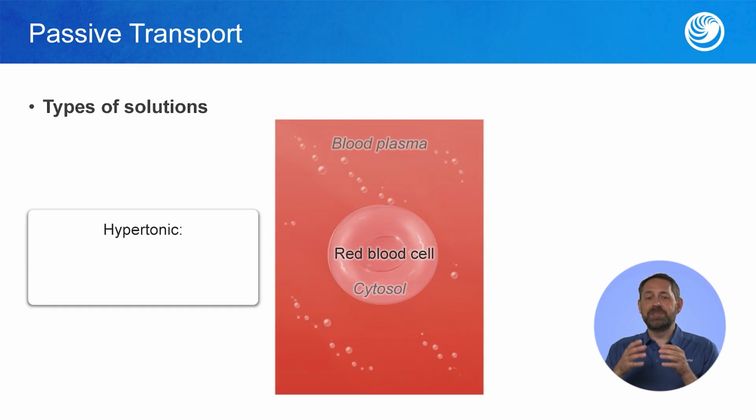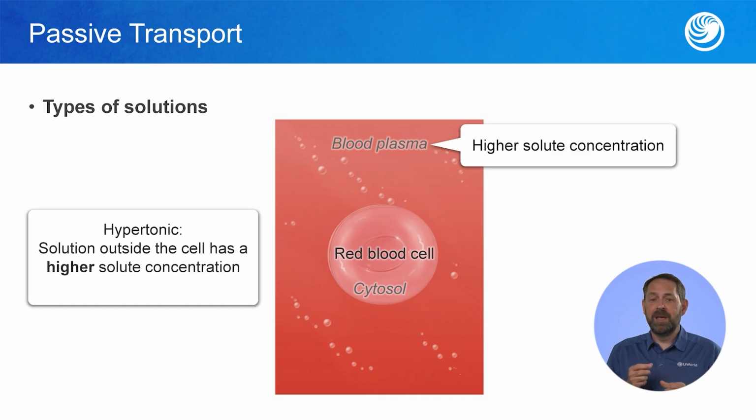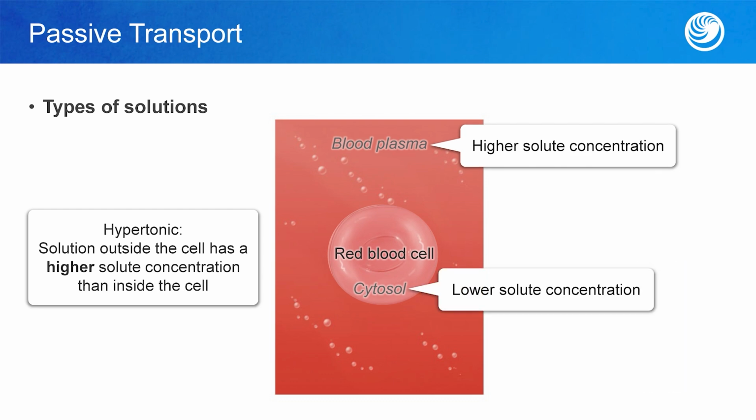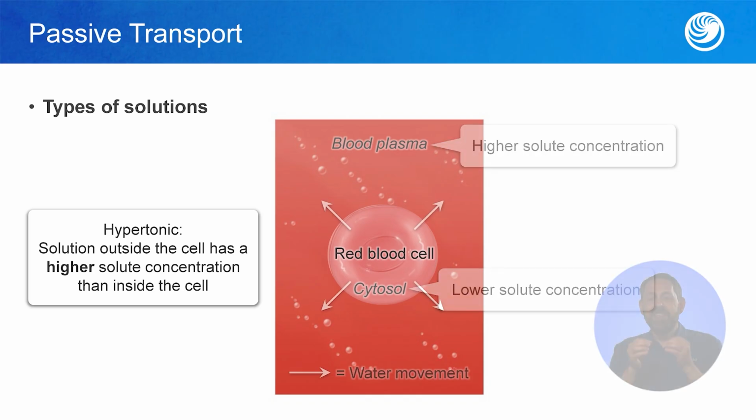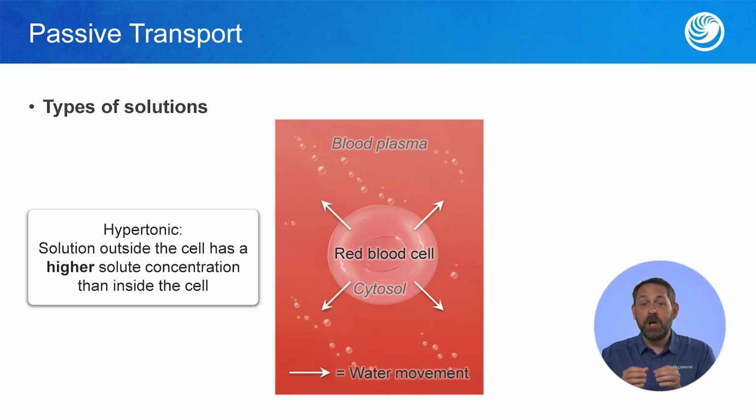So what happens if cells are placed in the third type of solution, a hypertonic solution? Hyper is Greek for above, and in this case, the solution outside of the cell has a higher solute concentration than the solute concentration inside the cell. This difference in concentration causes a net flow of water out of the cell and into the surrounding solution.